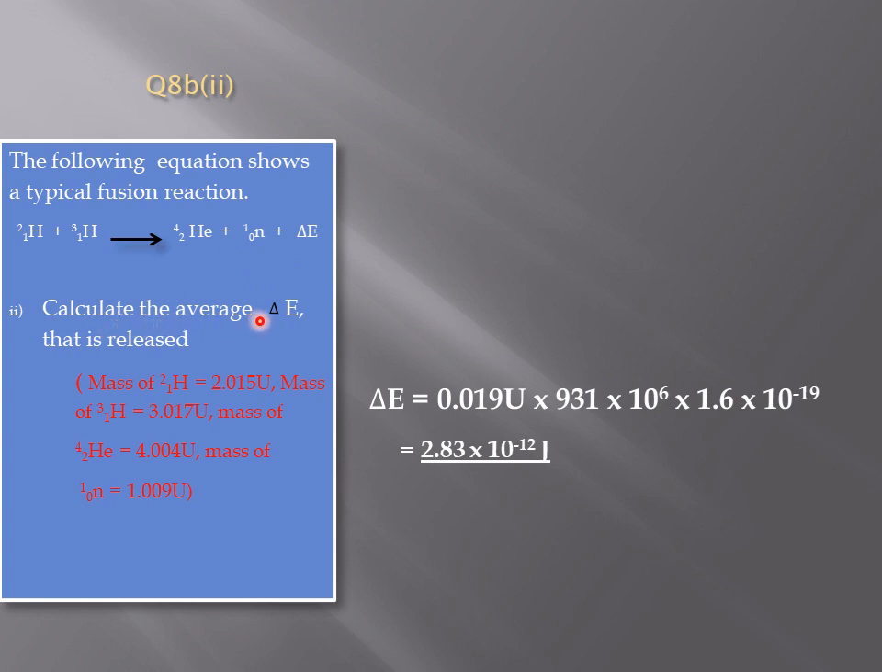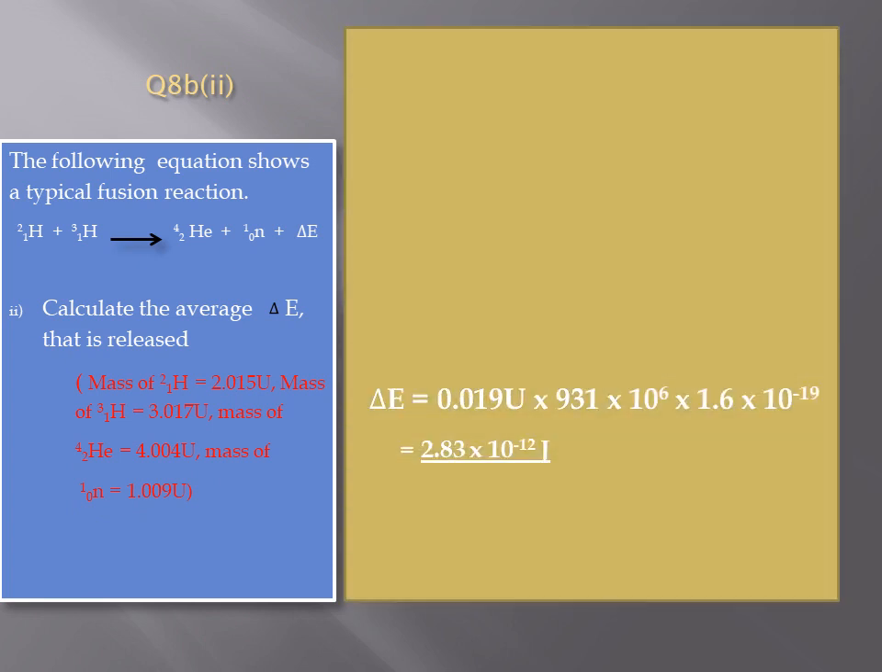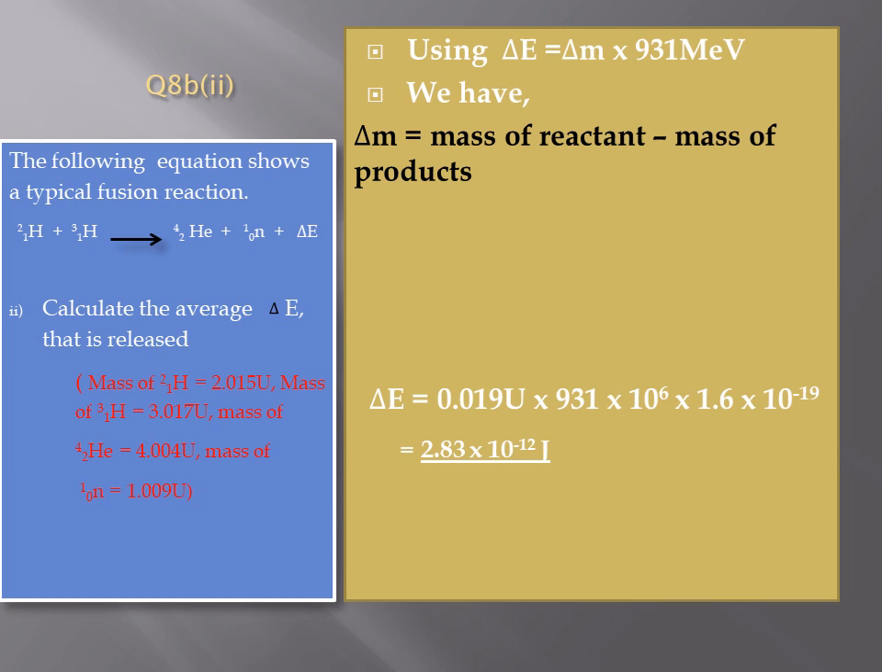So calculate the average energy delta E that is released. The mass of hydrogen 2 is given, the mass of hydrogen 3 is given, the mass of helium is given, and the mass of the neutron is given. So how do we go about doing this calculation? We know that delta E is equal to delta M times 931 mega electron volt. This is a general equation that we are all familiar with.